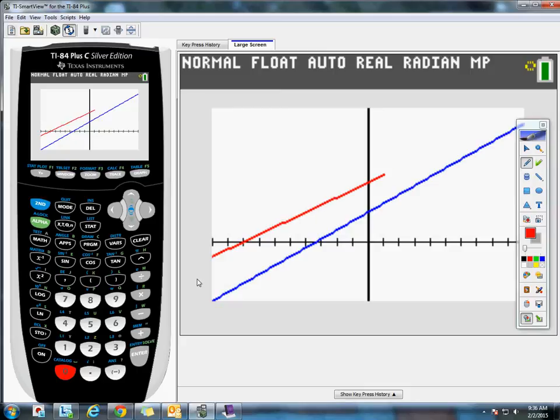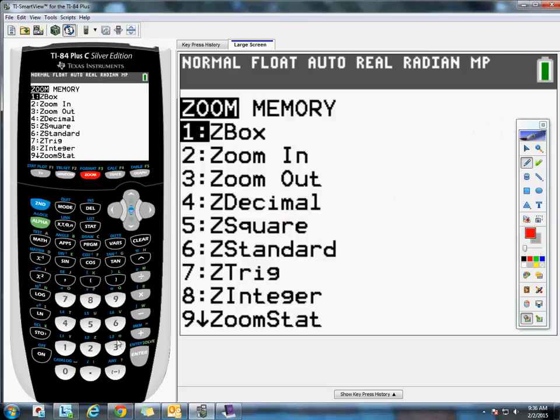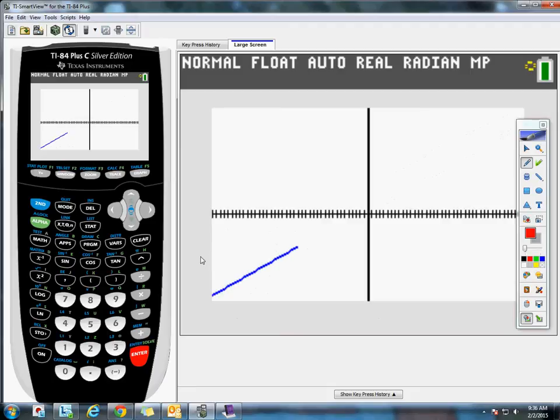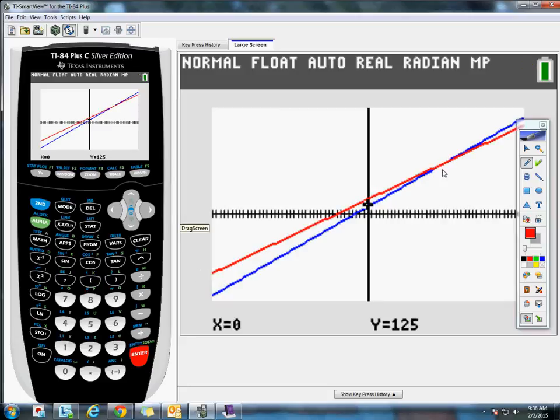There's my first line, and there's my second line. What it does is it's going to zoom out so that you can see, and we still can't see the intersection. So we're going to hit zoom. We want to zoom out a little bit more, so hit 3 and hit enter. So there's my first line. There's my second line, and so now I can see that they intersect somewhere over here.